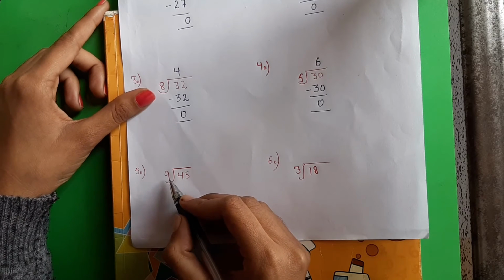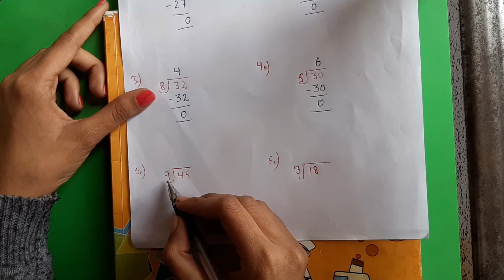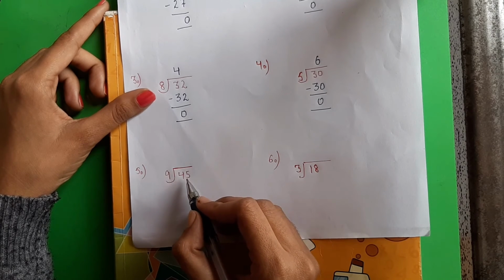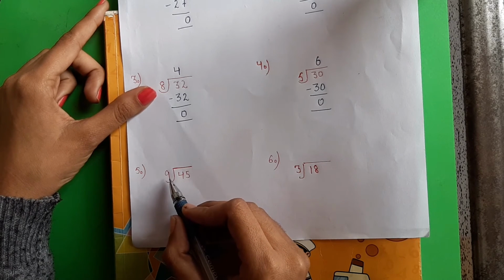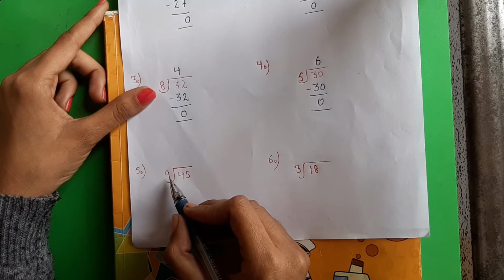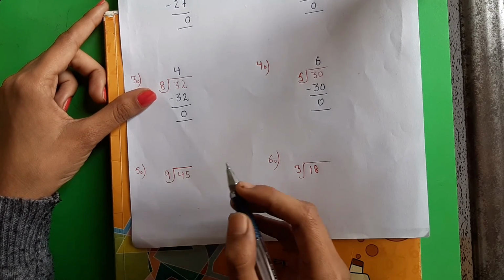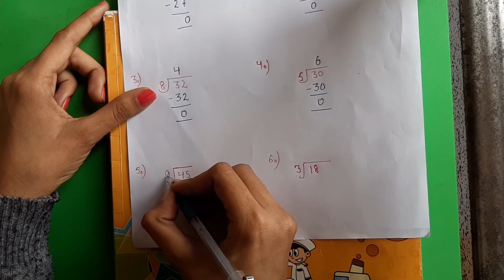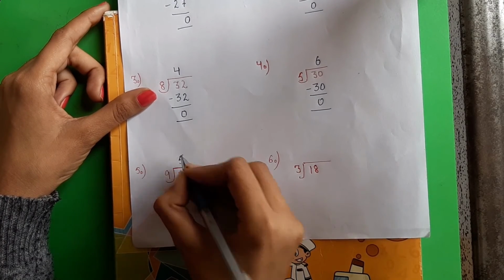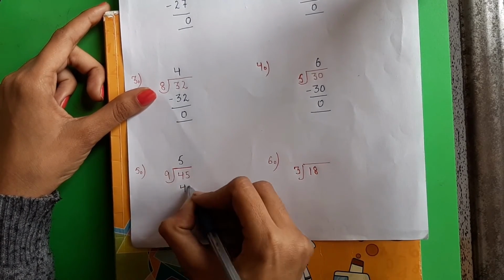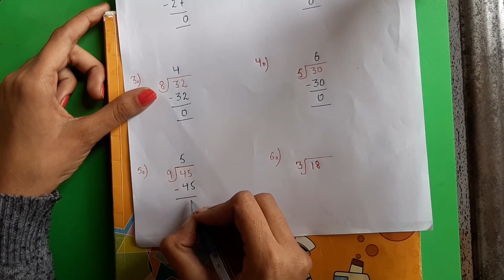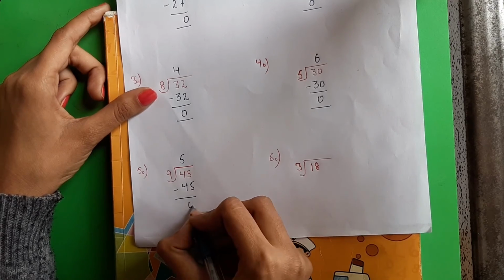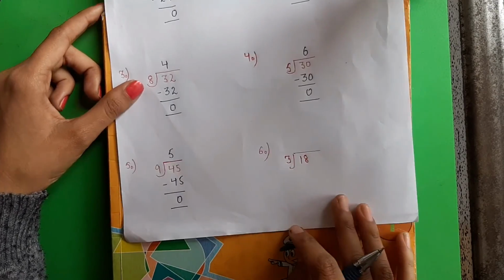Okay students, so now 9 1 the 9, 9 2 the 18, 9 3 the 27, 9 4 the 36, 9 5 the 45. So 9 के टेबल पे 45 कहाँ पे आता है? 5 पे. We will put 5 here and 45 here. Now we will subtract. 5 minus 5 is 0, 4 minus 4 is 0, so our answer is 0.